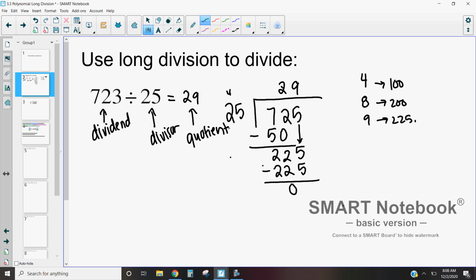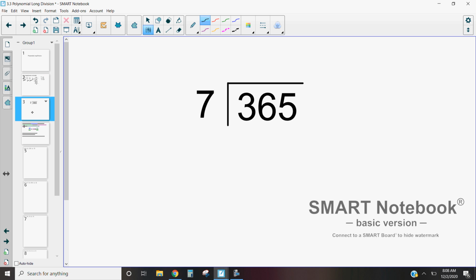Now, sometimes numbers divide perfectly like this one, but sometimes we have a situation where the number doesn't divide perfectly. So let's go through that long division with this one. So 7 doesn't go into 3, but it does go into 36, and it goes in 5 times because 7 times 5 is 35. Then we'll subtract those. 6 minus 5 is 1. 3 minus 3 is 0. And then I'm going to bring this 5 down.